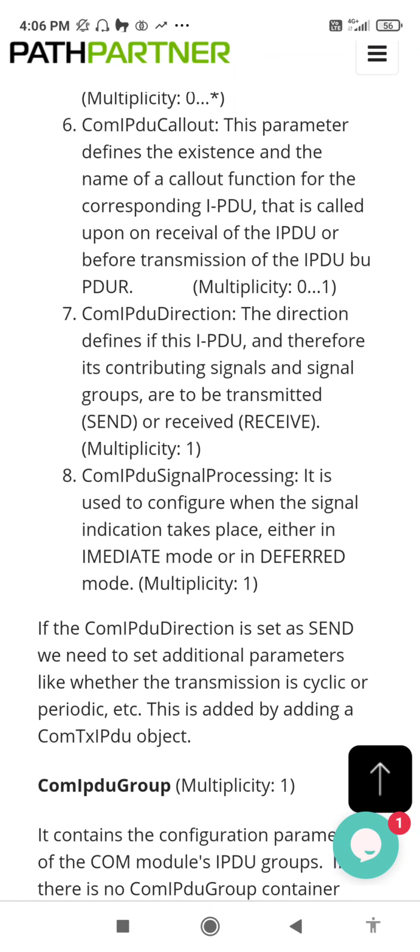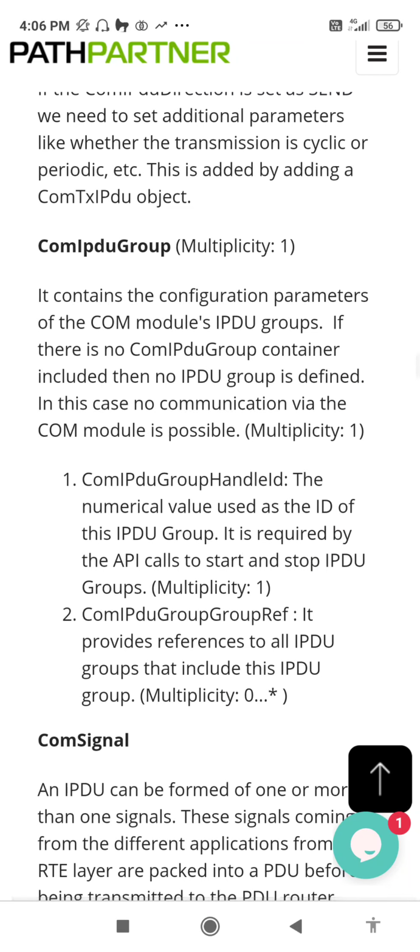COM-IPDU group, multiplicity 1. It contains the configuration parameters of the COM module's IPDU groups. If there is no COM-IPDU group container included, then no IPDU group is defined. In this case, no communication via the COM module is possible. Multiplicity 1. COM-IPDU group handleId. The numerical value used is the ID of this IPDU group. It is required by the API calls to start and stop IPDU groups.